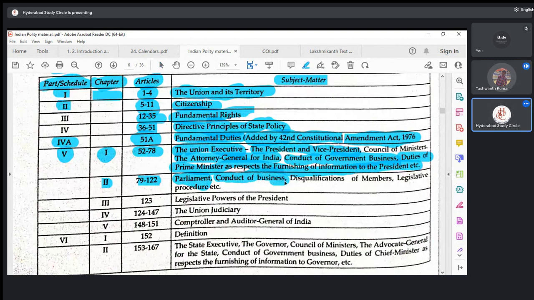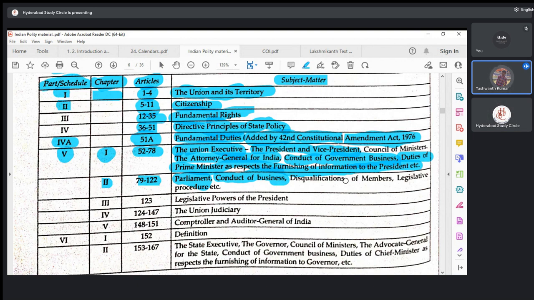After that, disqualification of members. Disqualification of members is given in Schedule 10, anti-defection law. Please note it down there. Disqualification of members, Schedule 10, anti-defection law. Defection means going from this party to that party and that party to this party.